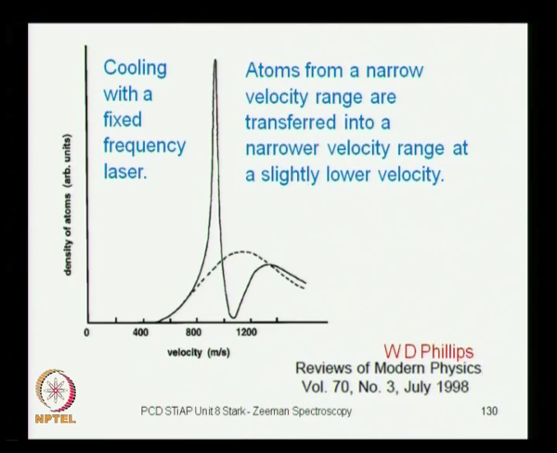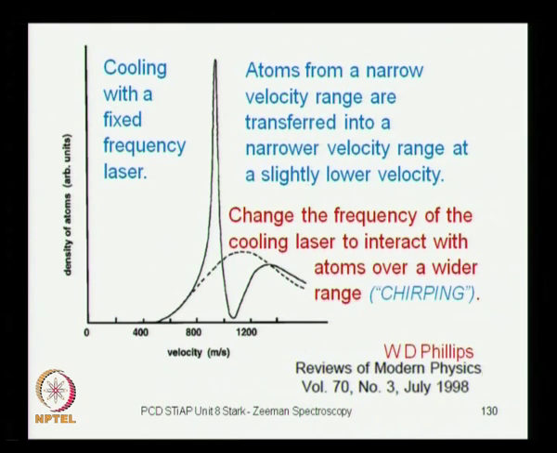So, using the repumper, he was able to get a good amount of laser cooling achieved. What essentially is happening is that atoms from a very narrow velocity range are transferred into a narrower range, and you do it gradually step by step till you really achieve a lot of cooling. So, this is to be done using chirping is one way of doing it. So, adjusting the frequency of the cooling laser so that the cycling process is enabled is one strategy, which is the chirping technique.